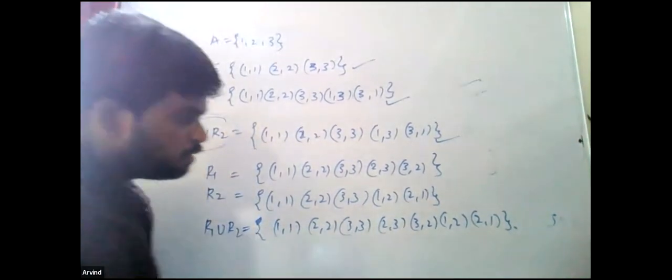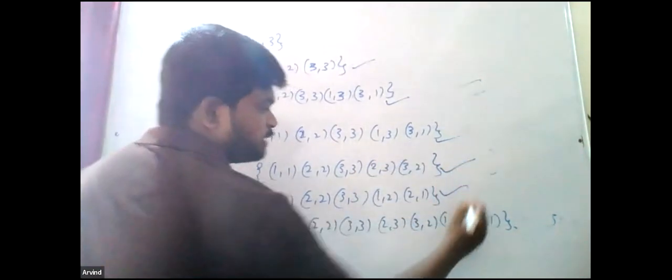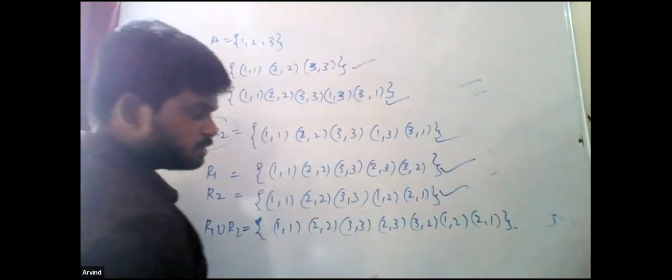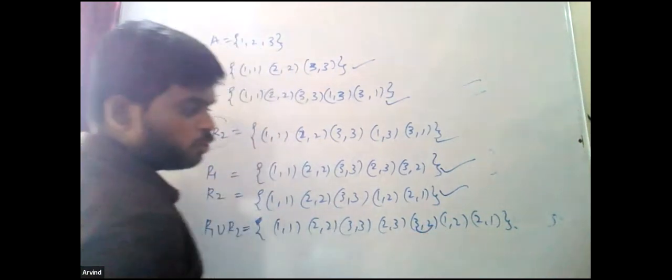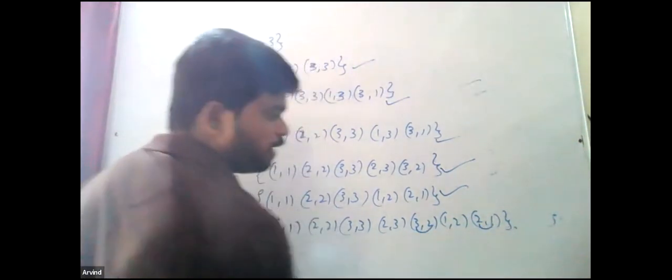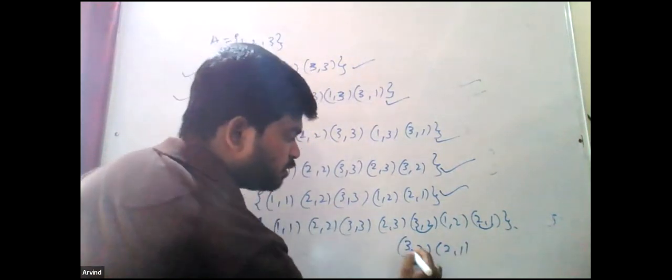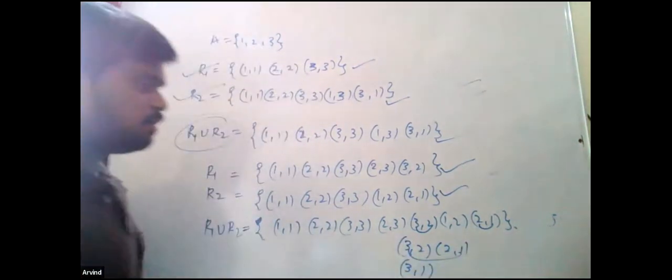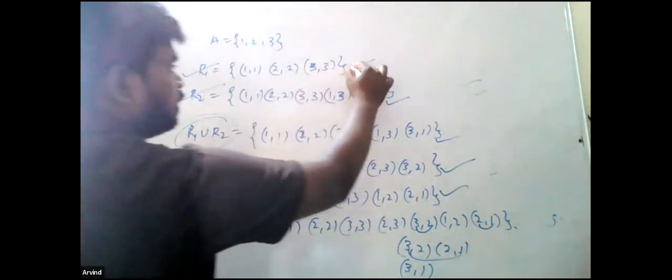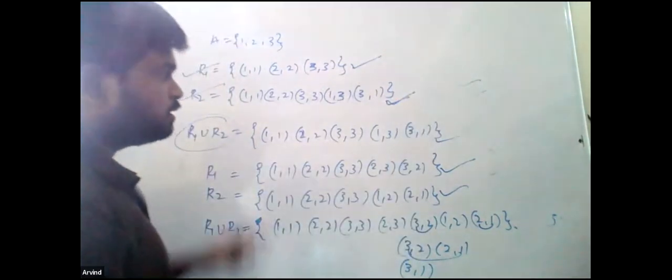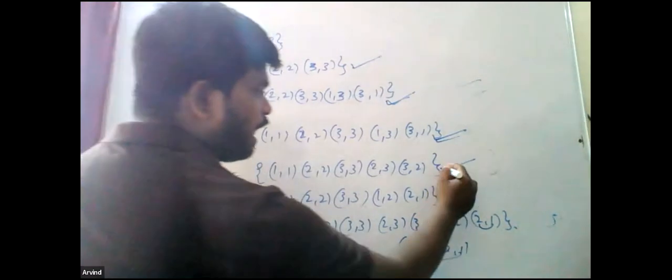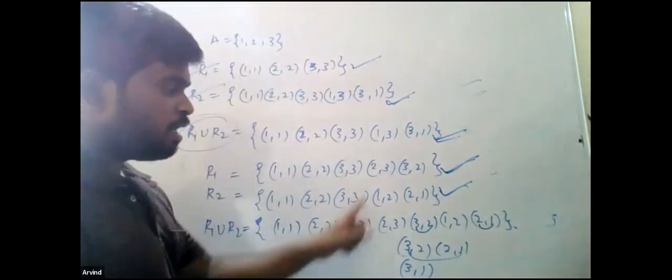Just observe here. This is an equivalence, this is an equivalence, but the union is not an equivalence. Why? Because 3,2 belongs to R, and 2,1 belongs to R, which implies 3,1 should be there, but 3,1 is not there. So I gave you an example where R1 is equivalence, R2 is equivalence, and the union is also equivalence. But there are certain examples where R1 is equivalence, R2 is equivalence, but their union need not be equivalence.